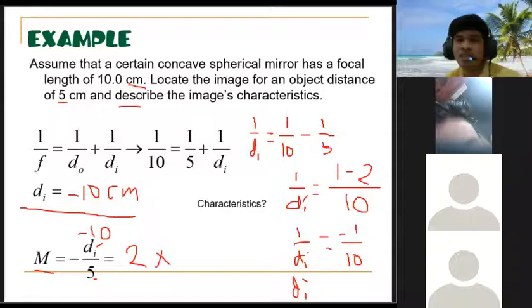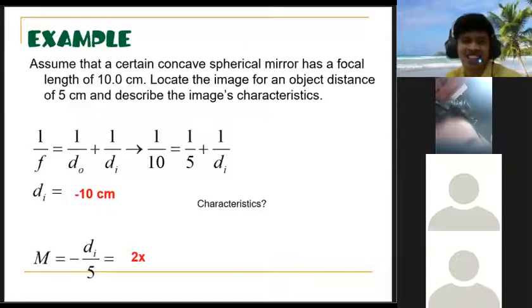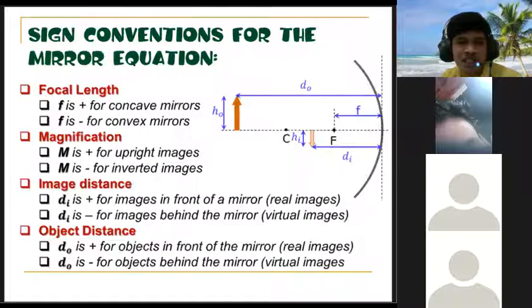So how do we describe the image? First, the type. Is it real or virtual? I forgot that, so let us go back. You can take a screenshot of this rule. Okay, you can take a screenshot. These are the rules.